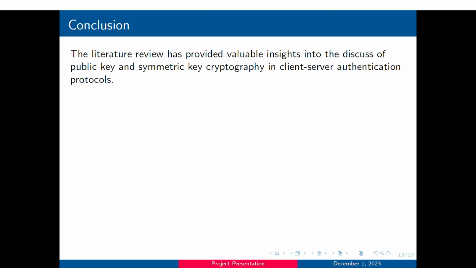In conclusion, we want to say that the literature review has provided valuable insights into the discussion of public key and symmetric key cryptography in client-server authentication protocols.